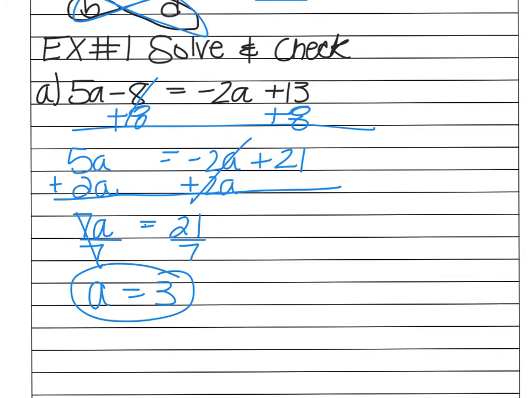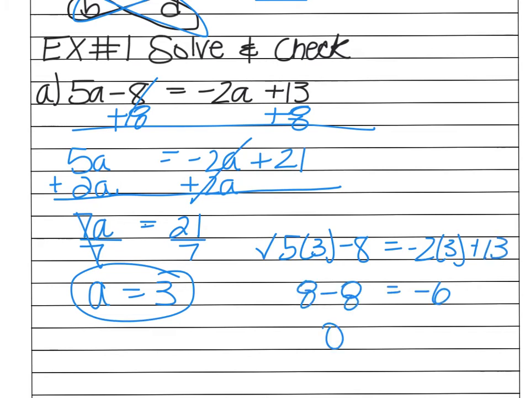So now I can go ahead and check this. I'm going to plug in a 3 everywhere I have a variable and make sure that I did my problem correctly. So we have 5 times 3 is 15 minus 8, which is 7. And negative 2 times 3 is negative 6 plus 13, which is also 7. So 7 equals 7. We know we did this correctly.